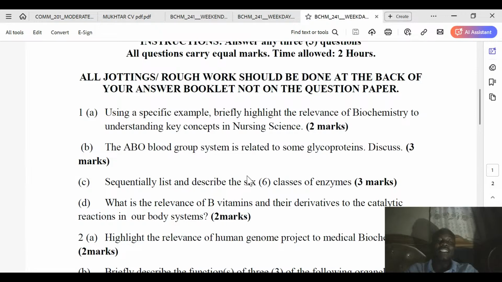So ladies and gentlemen, is 1C clear now? I'm waiting for your response. Is 1C clear? Can you hear me, please? Okay, thank you. So 1C is clear.